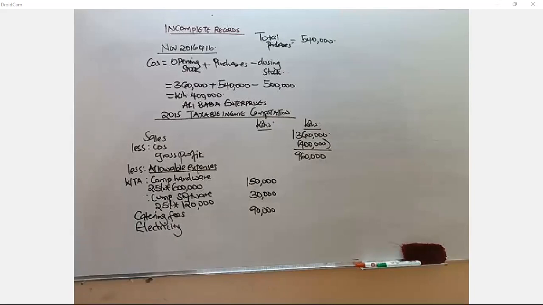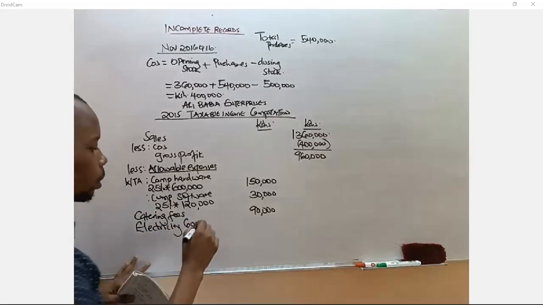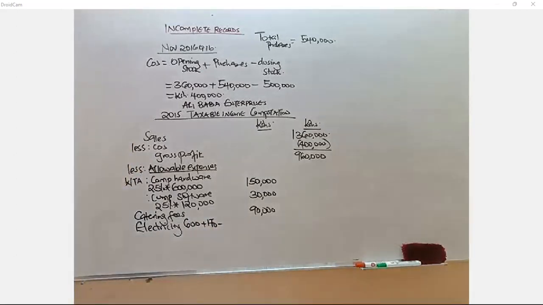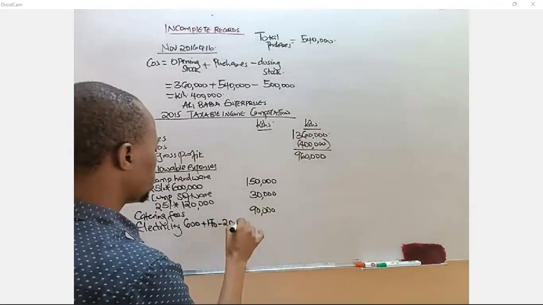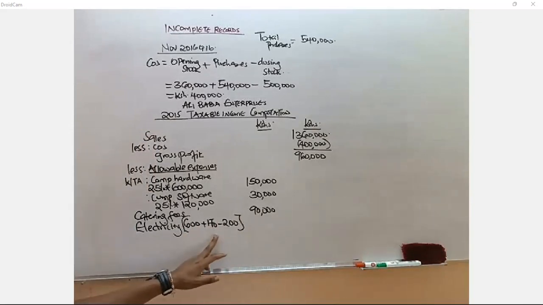In this case, the electricity which we were able to pay during the year is 600. At the beginning it was 170. Then we less the balances at the end, which is 200,000. When you are dealing with prepayments, add the balances at the beginning, and then you less the balances at the end.